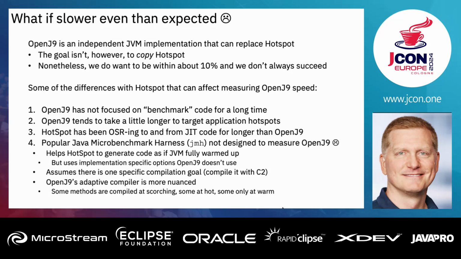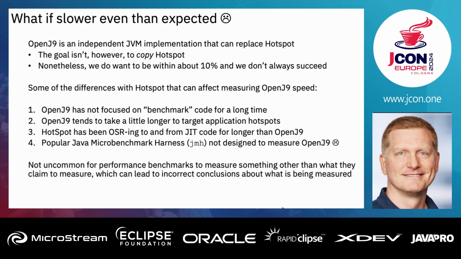I mentioned JMH already. It helps HotSpot a lot more than it helps OpenJ9, so just be careful about that. And also, just as a common point, it's not uncommon for performance benchmarks to measure something other than what they think they're measuring. So when you get performance problems like this, I would encourage everyone, if you can't understand it yourself, come to the OpenJ9 project, open an issue, talk with us, let us know what's going on. If you can give us the example code, that would be great.